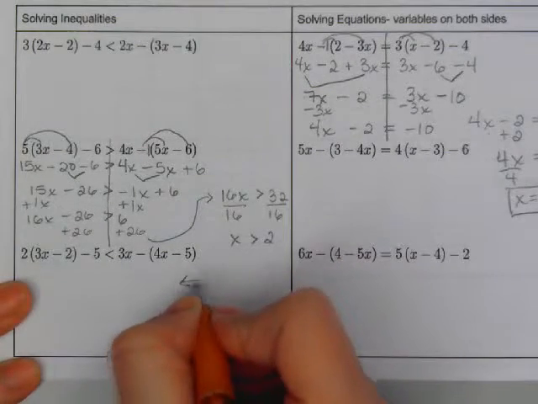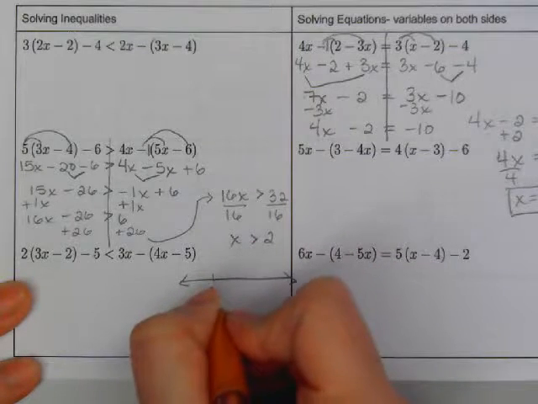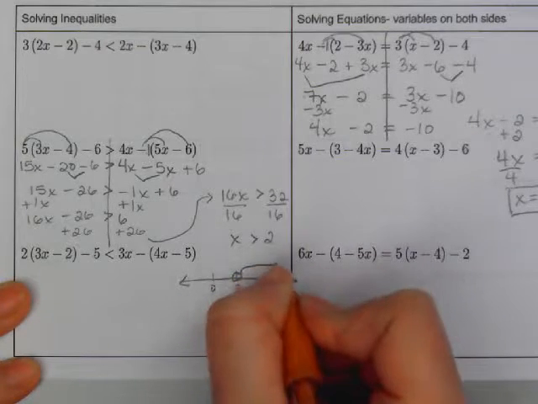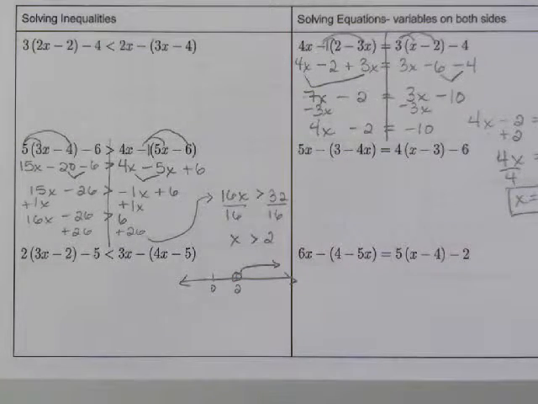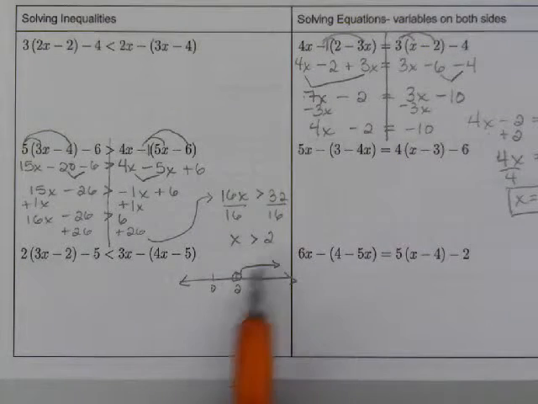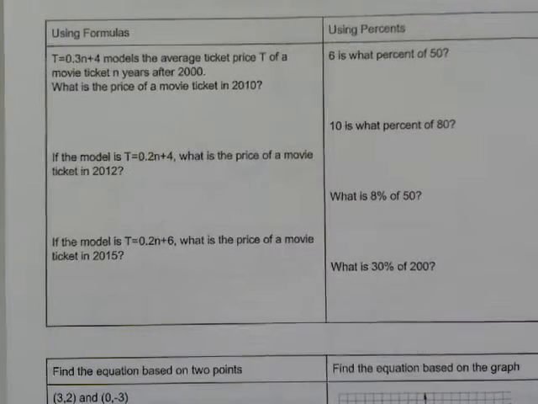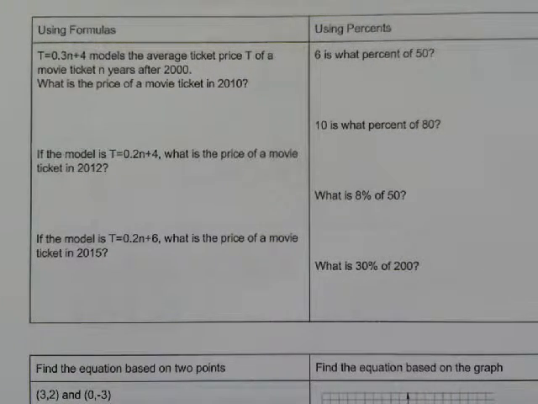So, using formulas. When you're using formulas, the main thing you need to know is what part you are plugging into what part of the equation. So, t equals 0.3n plus 4, that's our formula, models the average ticket price t of a movie ticket n years after 2000. So there's two parts to this. What is the price of a movie ticket in 2010? First off, n is going to equal the years since 2000. So 2010 minus 2000 is what? 10.